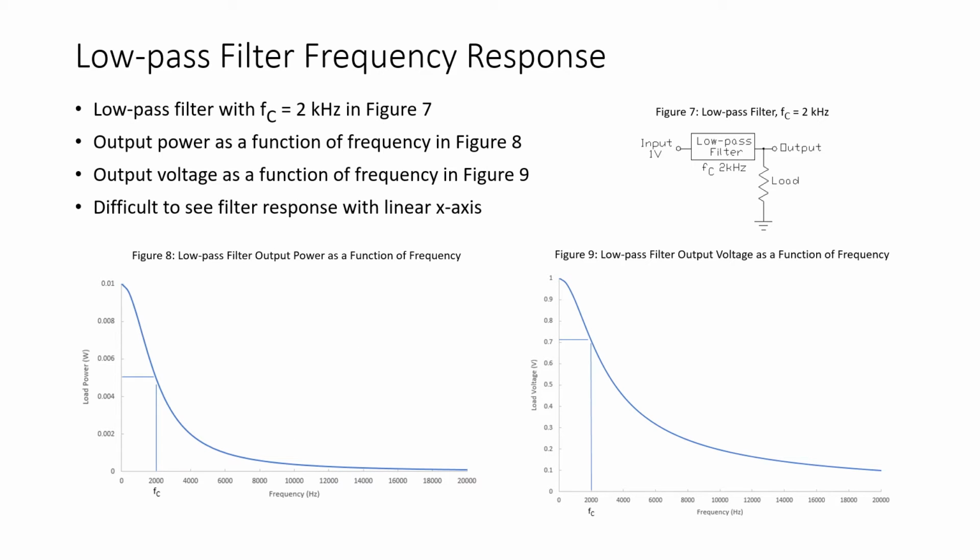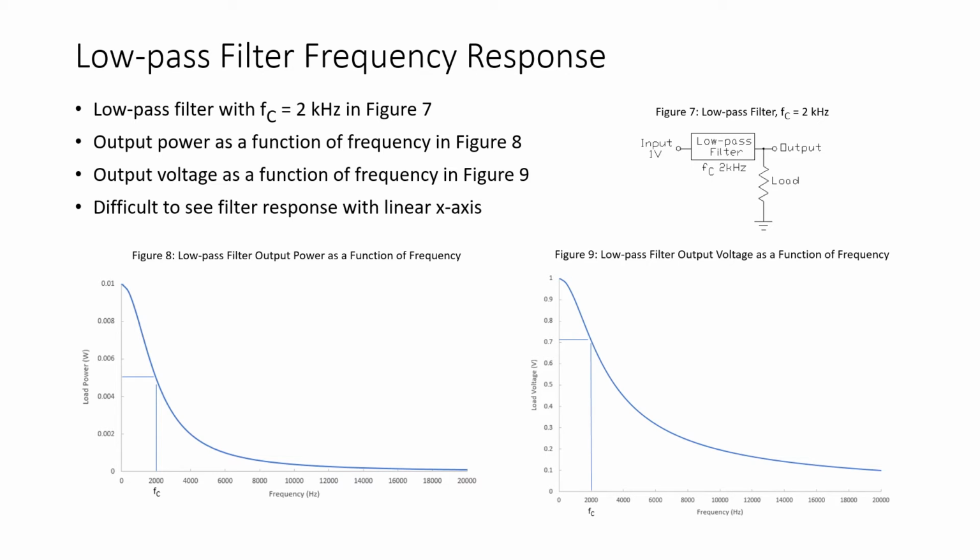Now we look at the frequency response of a low-pass filter. We see a simple low-pass filter in figure 7. We have an input voltage of 1 volt. The filter is stated to have a cutoff frequency of 2 kHz. And of course, the output is passed to some load. Now, when we use this term frequency response, it's simply a graph with frequency on the x-axis and either load power or load voltage or load current on the y-axis.